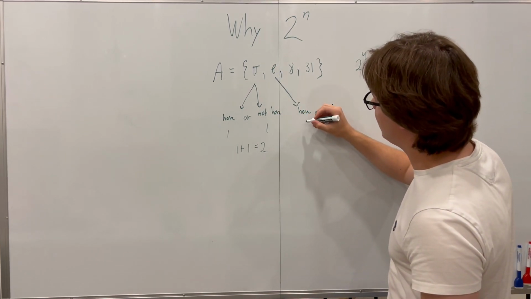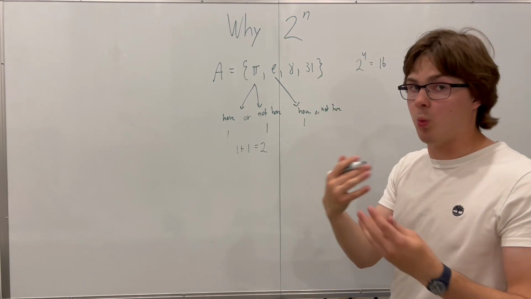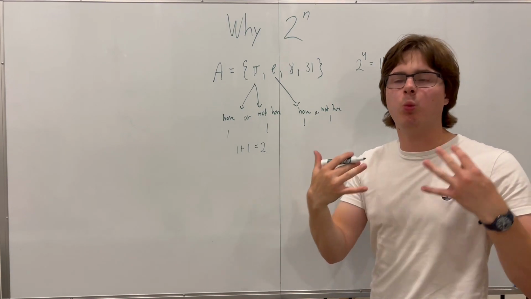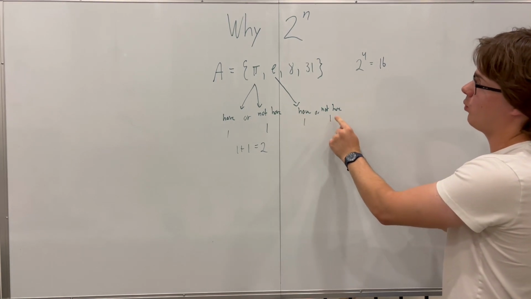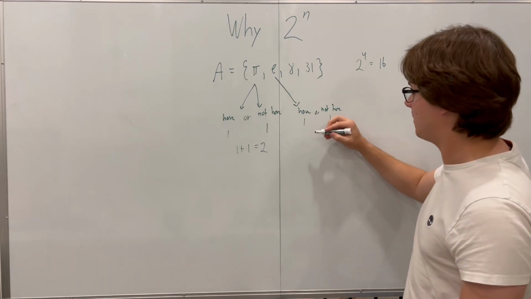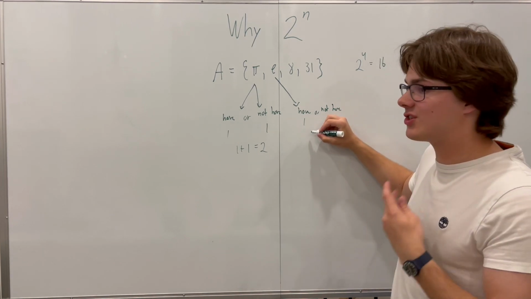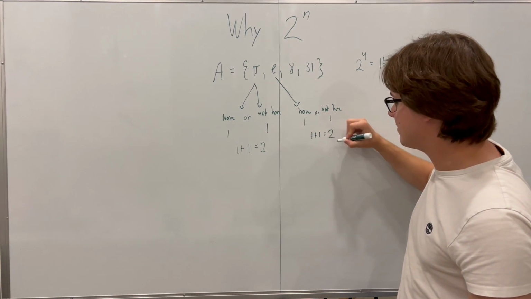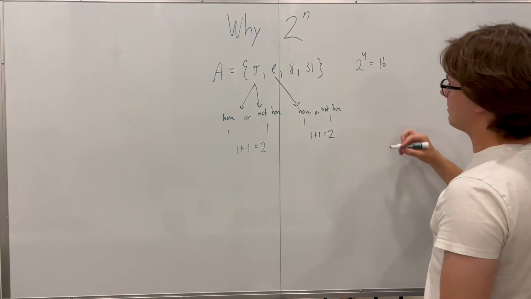So that means e has the possibility of being in a subset, which is 1, or it has the possibility of not being in a subset, which is 1. There's only one way it could be in a subset, and there's only one way it cannot be in a subset. So that means the total number of possibilities is going to be equal to 1 plus 1, which is going to be 2. It's going to be the exact same logic for gamma.